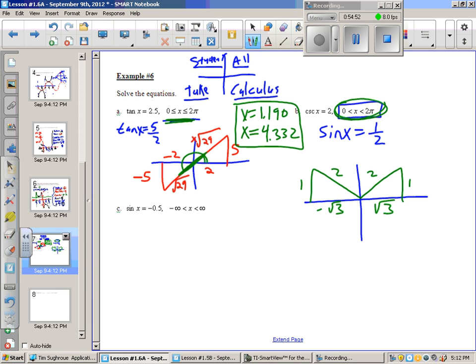You can use your Pythagorean identity if you want. 2 squared is 4 minus 1. Take the square root, but you should have it memorized. It's a 30, 60, 90 special right triangle. Across from 1 is the 30-degree angle in this 30, 60, 90 special triangle. Across from the square root of 3 is 60 degrees. So in this case, my answer would be 30 degrees and 150 degrees because it's 180 minus 30.